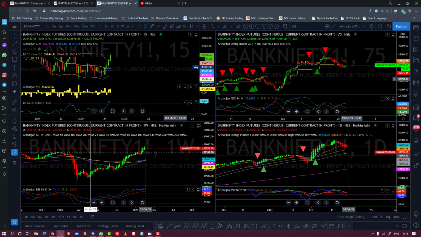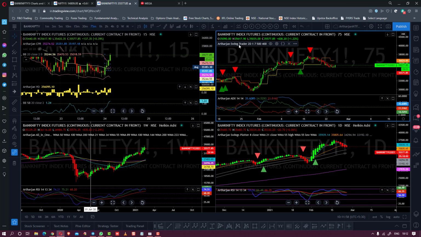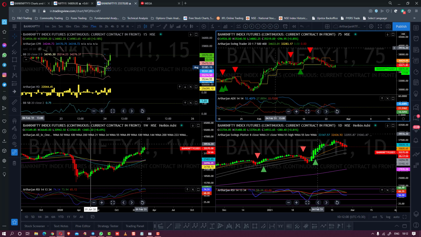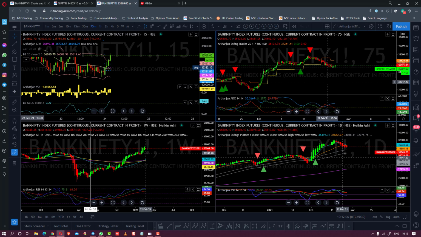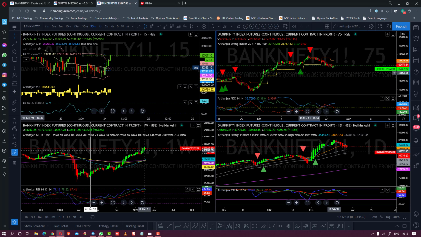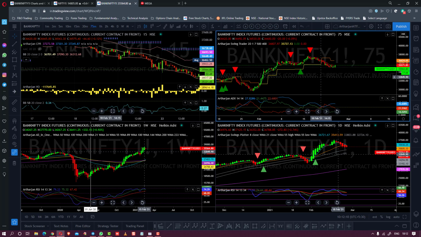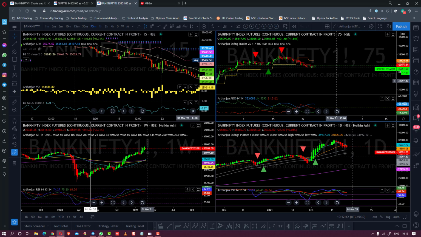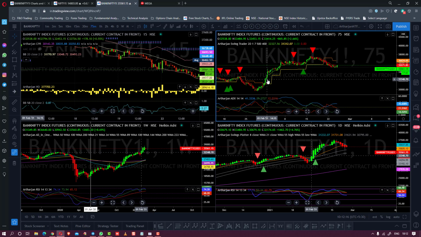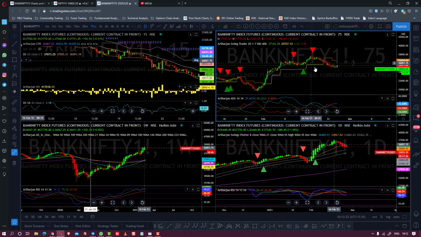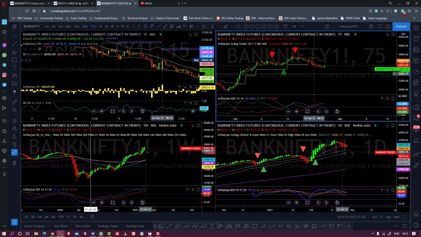Now I have also applied the Artharjan swing trader indicator, which is nothing but a combination of two super trends. The higher time frame super trend which I'm using is a 2-day super trend, along with a 75-minute time frame super trend. Whenever the 75-minute candlestick is above the 2-day super trend, it is a bullish trend, and if it is below the 2-day super trend, it is a bearish trend.